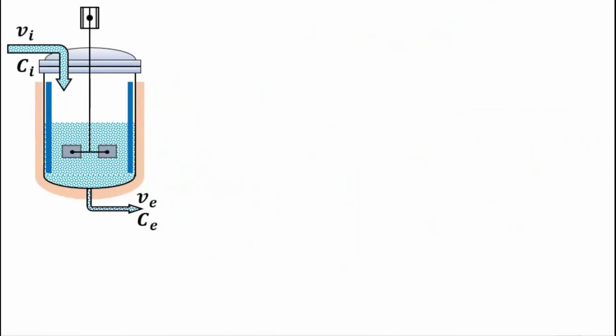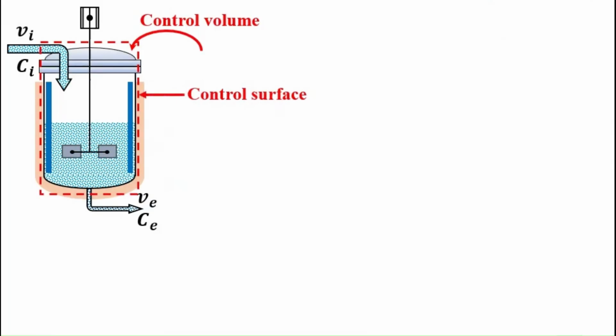Because this model is based on material balances, we begin by defining a control volume around the tank. The surface that encloses this control volume and separates it from its surroundings is called the control surface. Any flow crossing this surface represents material entering or leaving the control volume.